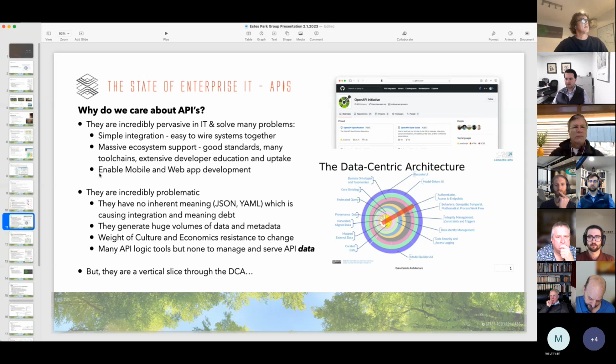And they enable this massive uptick in mobile and web, which really came when the App Store was released quite a few years ago now. But they are incredibly problematic, and this is mostly hidden from most people, I think, including people in the industry. There's no inherent meaning in an API. It's really just JSON or YAML, and that leads to integration and meaning debt. They do create an enormous amount of data and metadata, which becomes problematic. It's a positive, but it's a negative. There's this massive weight of cultural change, economic resistance to change.